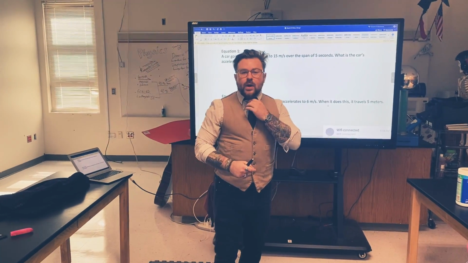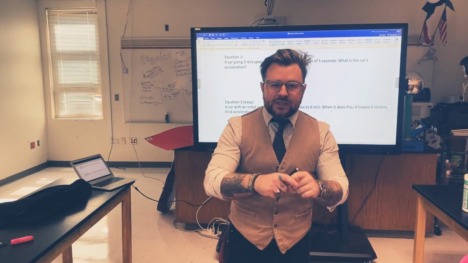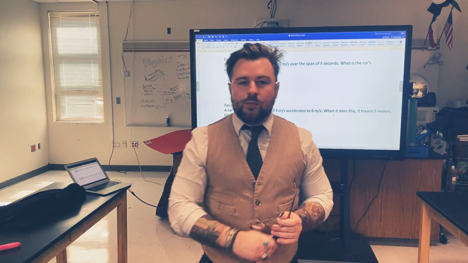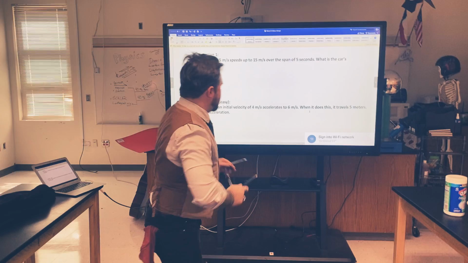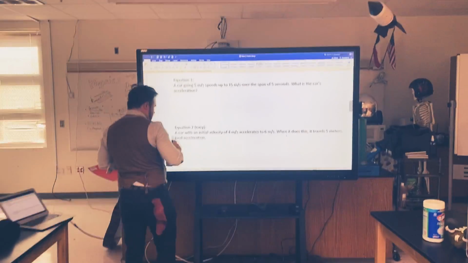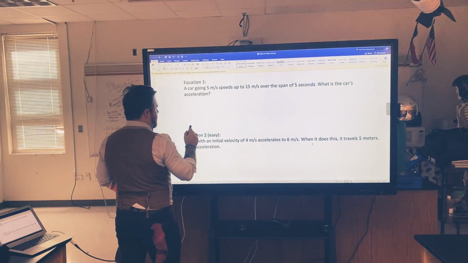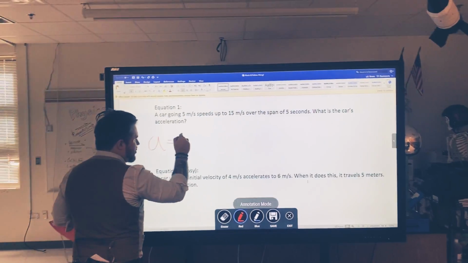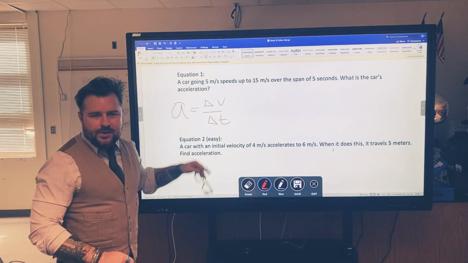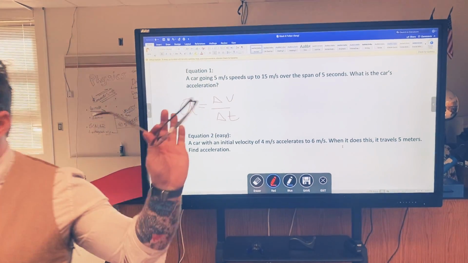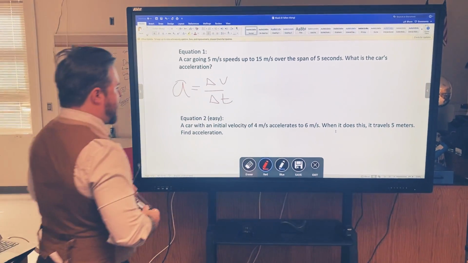So let's start. Equation number 1. If I looked at the equation sheet, equation number 1 says acceleration is the change in velocity over the change in time. So that's my first equation, the change in velocity over change in time. And Jacorian, make sure you can get that right there. Everyone see that? Acceleration is change in velocity over change in time.